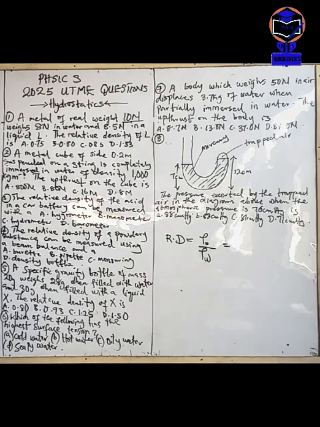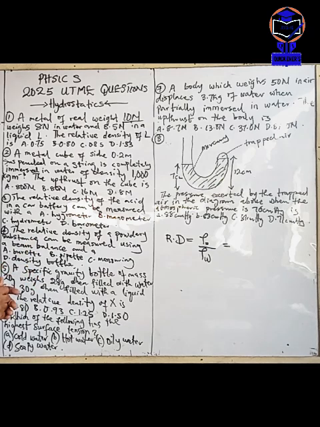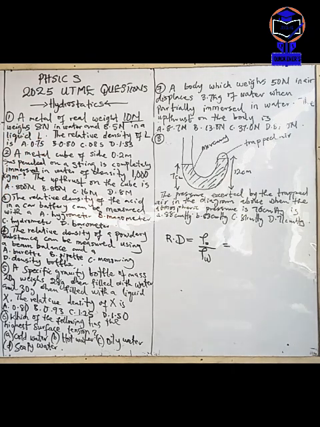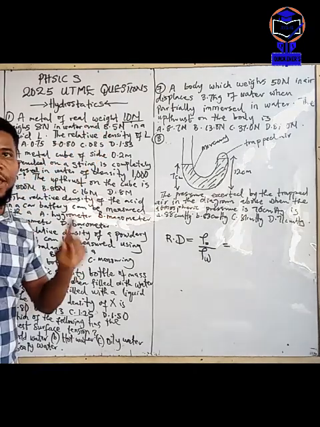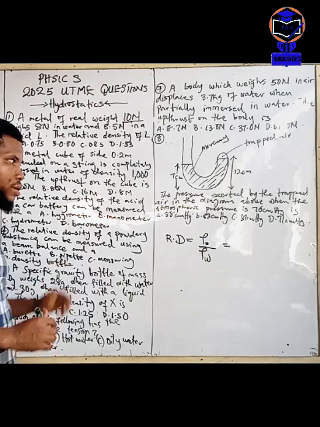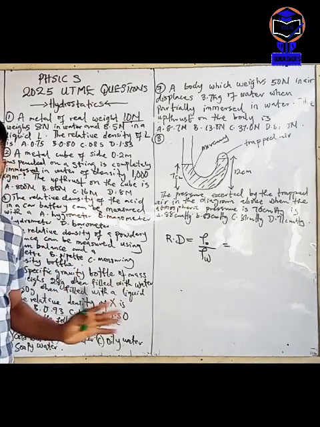We are comparing the liquid to water now. So the metal weighs 10 Newton, that is 10 Newton in air. When it enters water, it weighs 8 Newton. Then when it enters the liquid, it weighs 8.5. So if you want to get the relative density of that liquid, you're going to say the upthrust in that liquid over the upthrust in water. As simple as ABC.